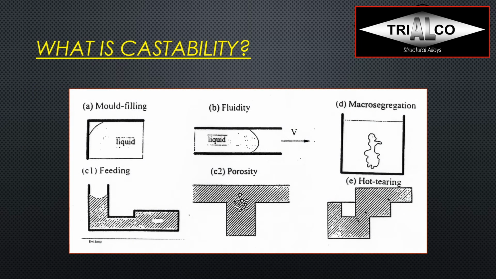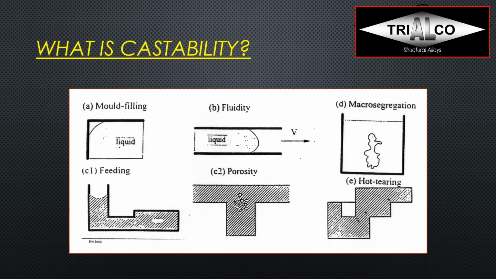So now let's have a look at castability. What is that? Well, we said it before. First of all, it has to be mold filling. I need to be able to fill the cavity in the mold completely. So this is when we are completely liquid. So I need fluidity. Fluidity can mean flow length per wall thickness of the casting, for example.